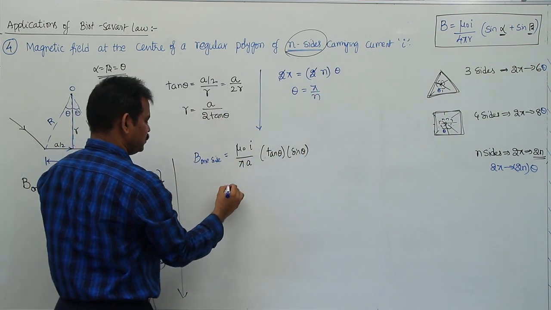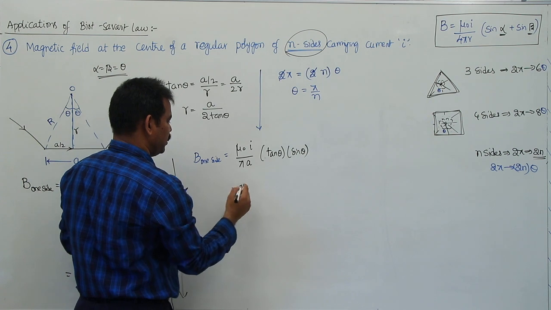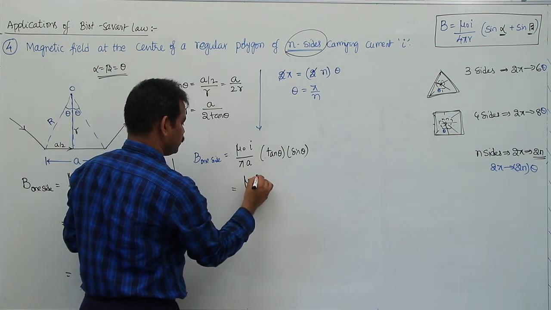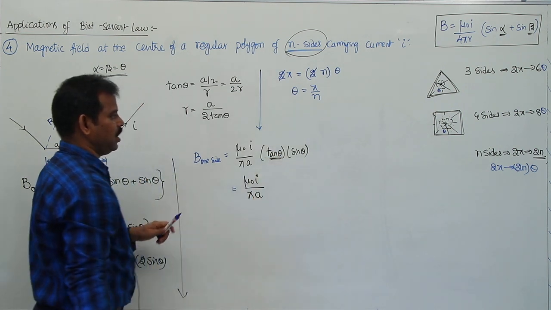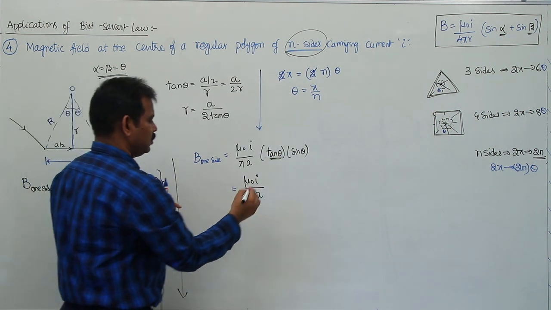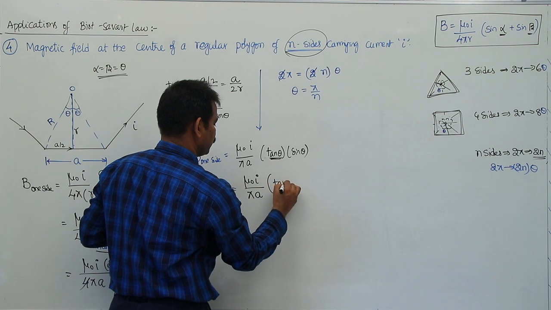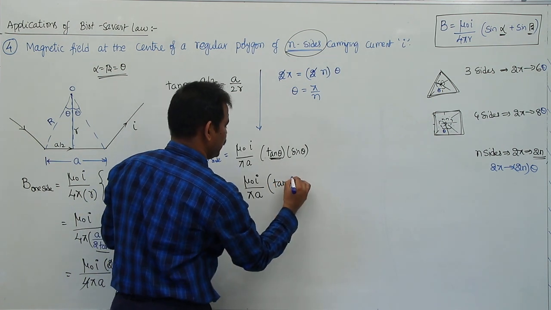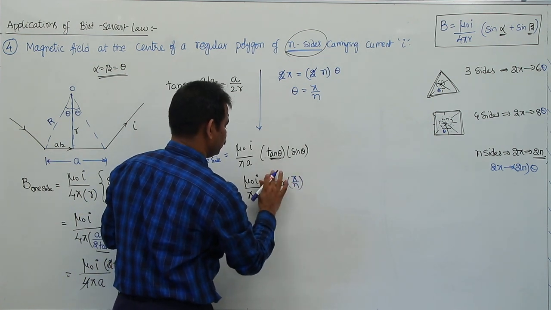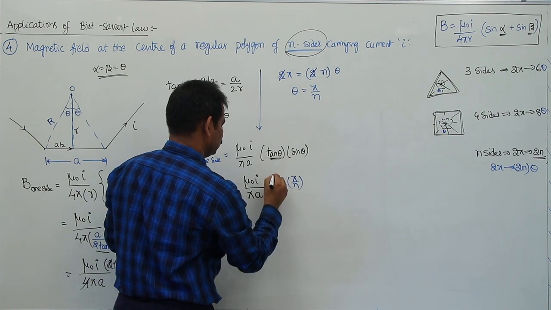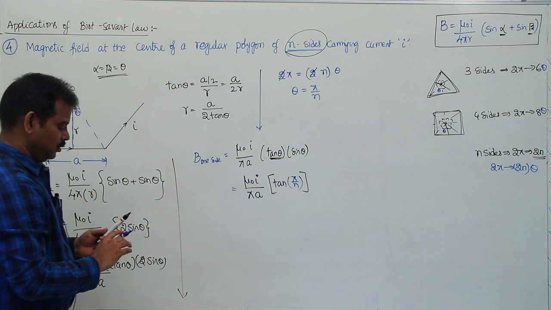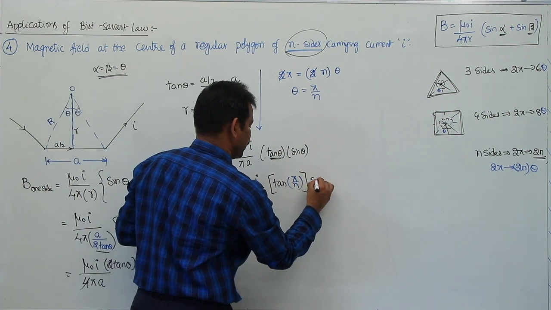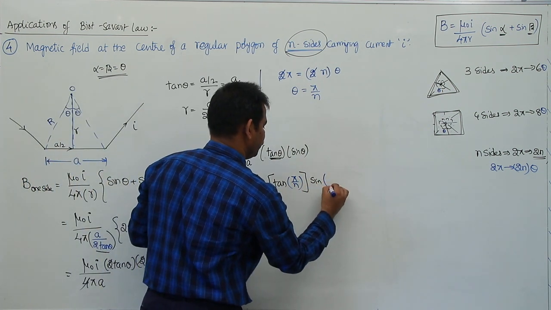So here I am going to replace this one. Mu naught times the current by pi A. This is tan theta, so we can write tan of, in place of theta, pi by n, into sin theta. So here also we can write sin of pi by n.